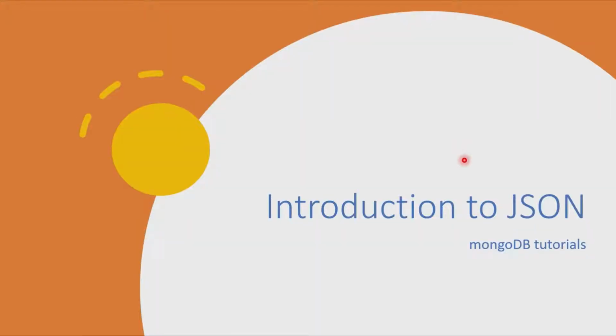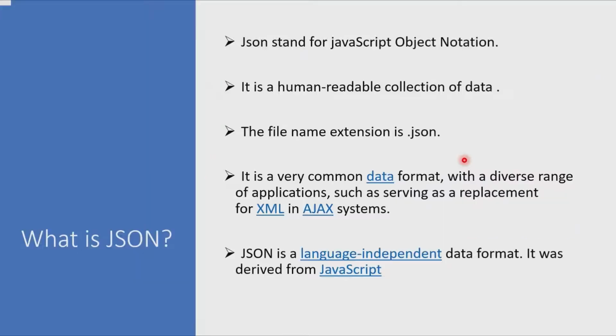In this tutorial, we will learn what JSON is and what its importance is in MongoDB. JSON stands for JavaScript Object Notation, and it's a human-readable collection of data. It is in a text format, so you can easily read it. If you save a JSON file, you have to save it with the .json extension, and it is a very common data format with a large range of applications which it supports.